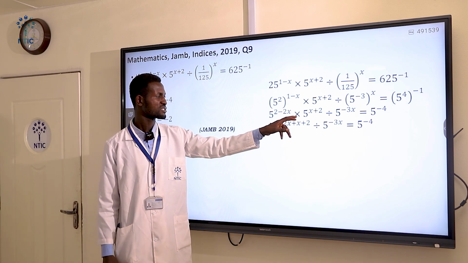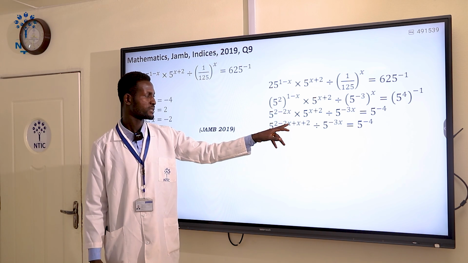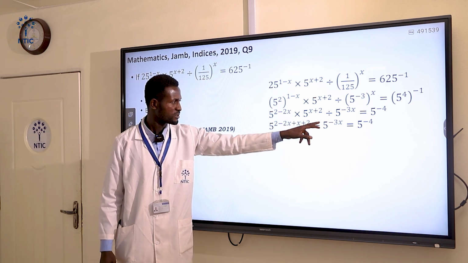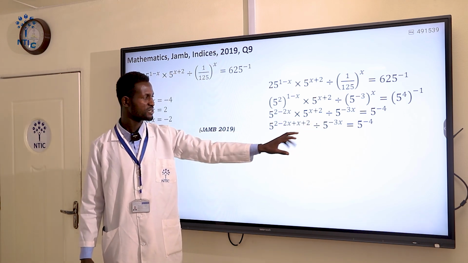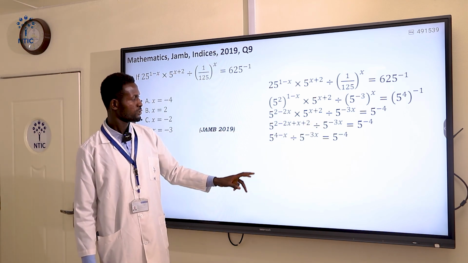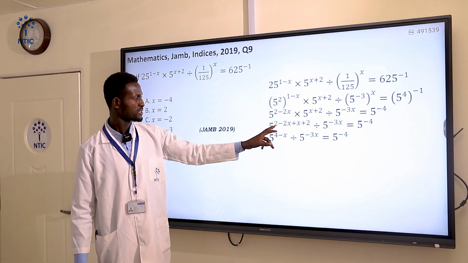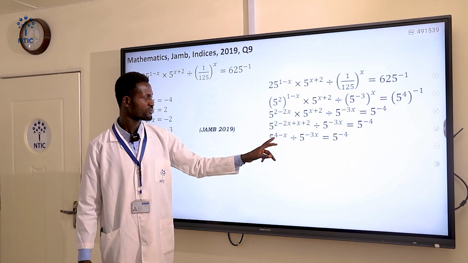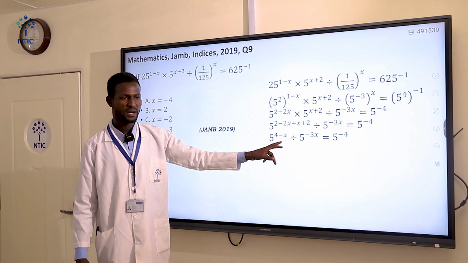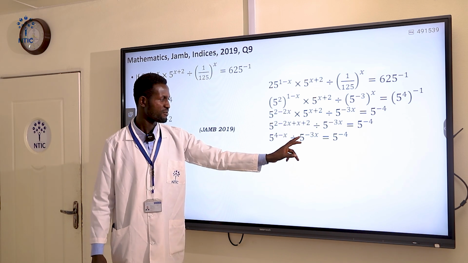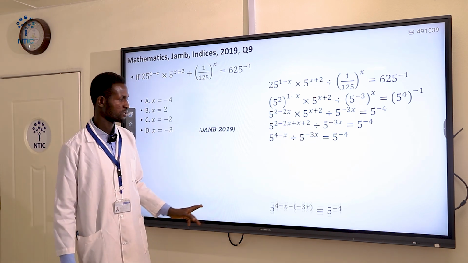5 raised to power, because this is multiplication, you can see we are adding the powers, divided by, this is division, so we leave this for now. Then if you simplify this, we get 2 plus 2, which is 4, minus 2x plus x minus x, divided by 5 raised to power minus 3x equals 5 raised to power minus 4.